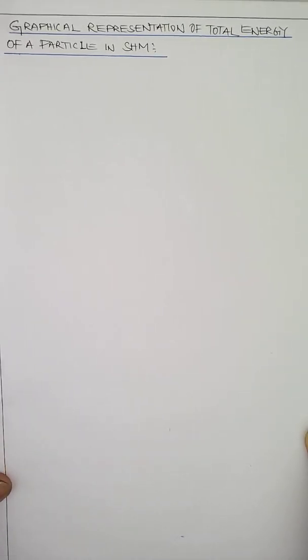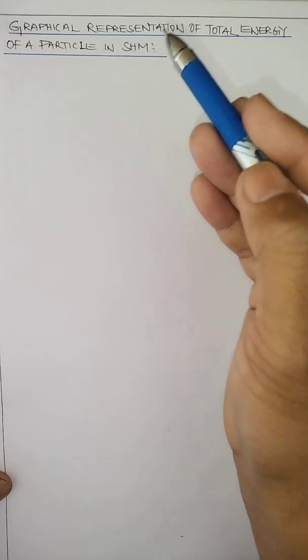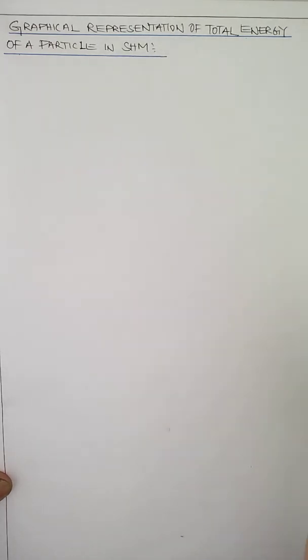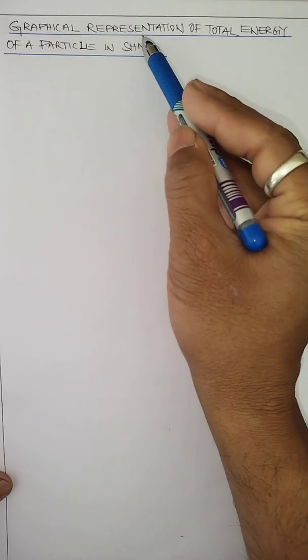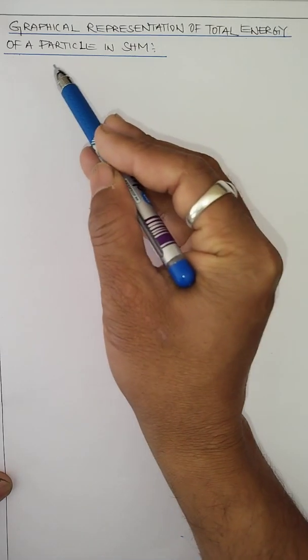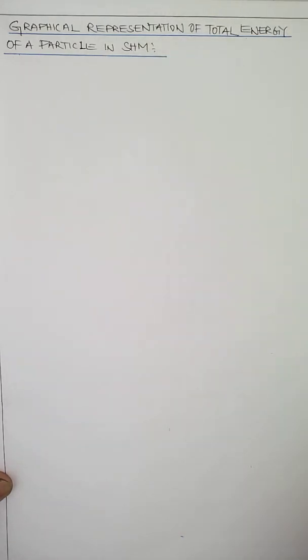Today we continue with the same chapter that we were discussing in the last class, simple harmonic motion. Today we complete this chapter, and especially in today's class we do the last theoretical topic, an important topic: graphical representation of total energy of a particle in simple harmonic motion.